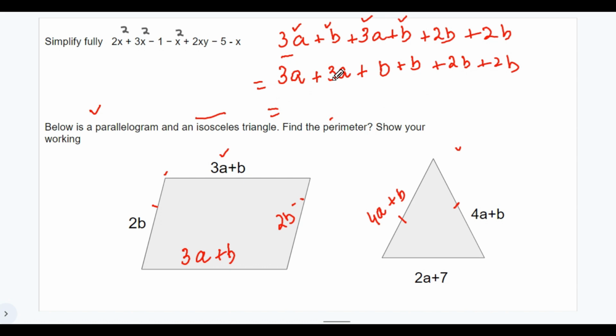Now I'm going to add them. 3 plus 3 will give me 6a. Then I have b plus b means 2b, right? Then I have again 2b, again 2b. That means 1, 2, 3. 2 times 3 equals 6. So here I'm writing 6b. So 6a plus 6b is the answer for your first shape. That is your perimeter.